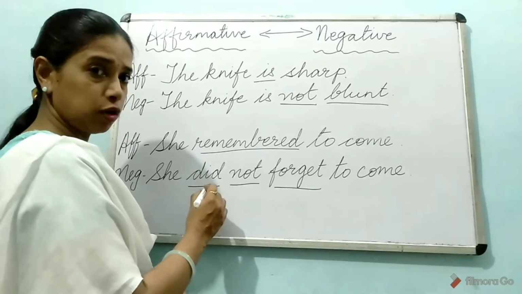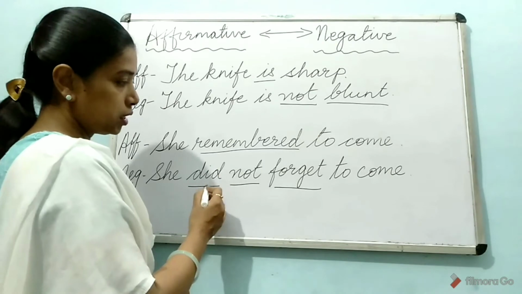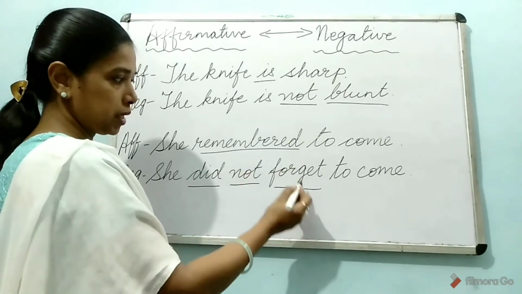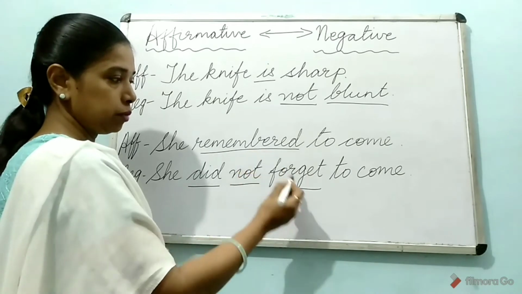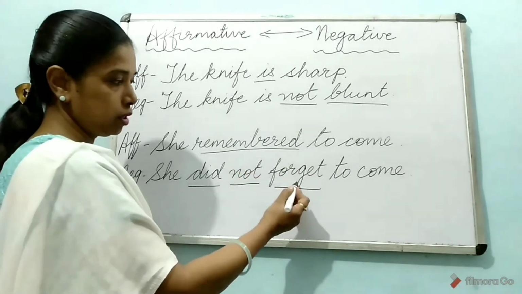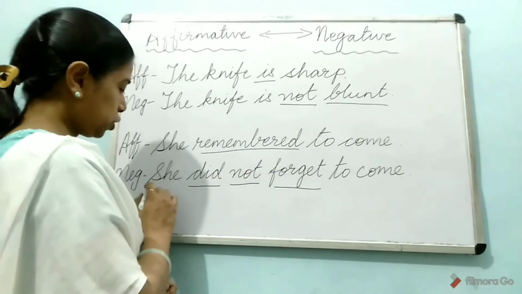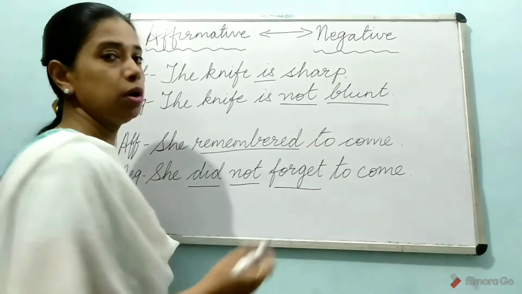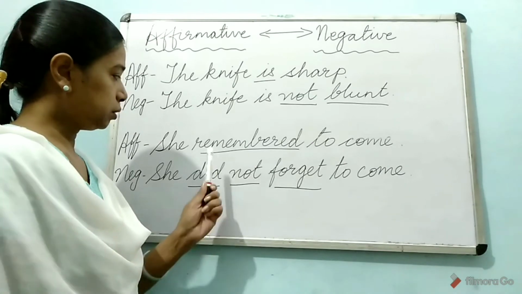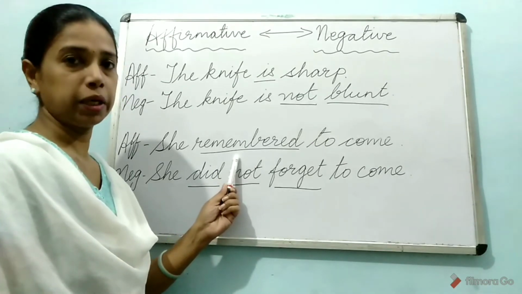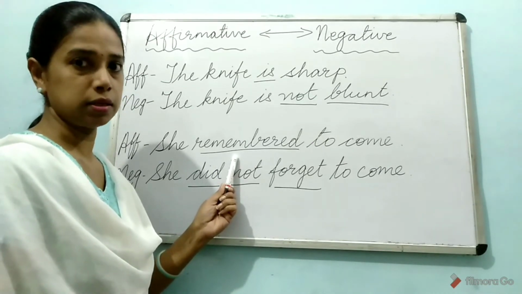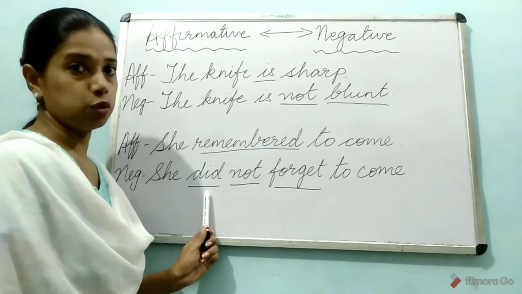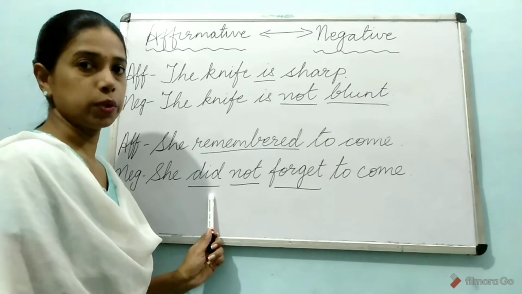Remember, I have already told you, children, that with did you will be using the present tense. So here the present tense of remembered will be used. The opposite will be used, that is forget. So your negative sentence will be, she did not forget to come. If your sentence is having a main verb which is in the present tense, then you will be using the words do or does. Do with plural and does with singular.